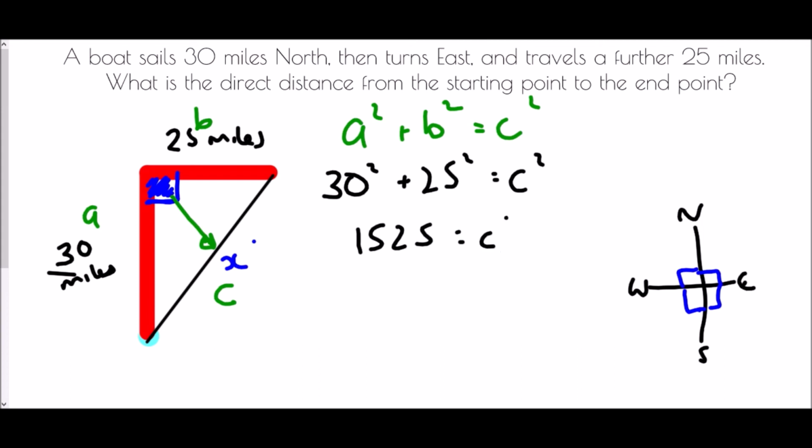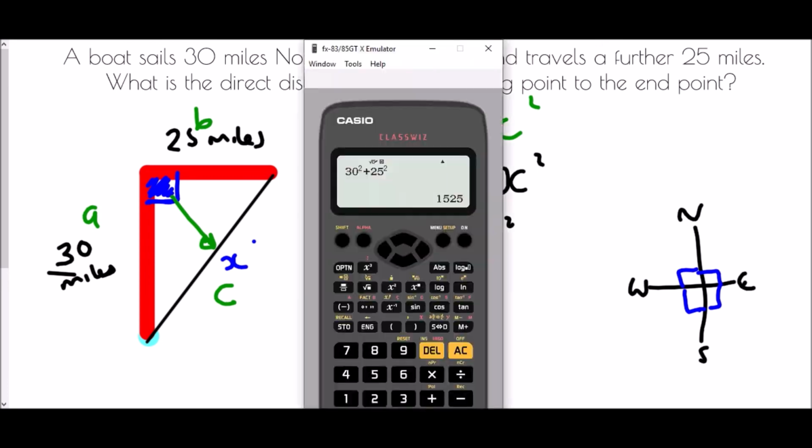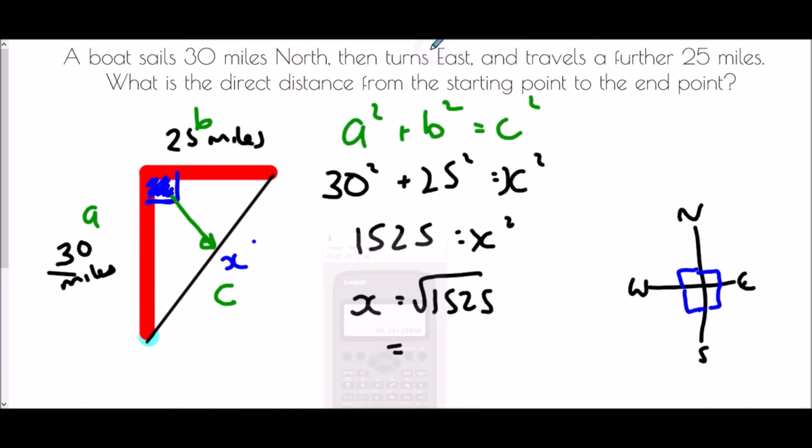1,525 is c squared. And therefore, if I want to get x all on its own, really I should have changed these into x's at this point. If I want to get x all on its own, well, that's going to be the square root of 1,525. And if I grab my calculator again, that equals 5 root 61, but as a decimal, 39.05. 39.05 miles.